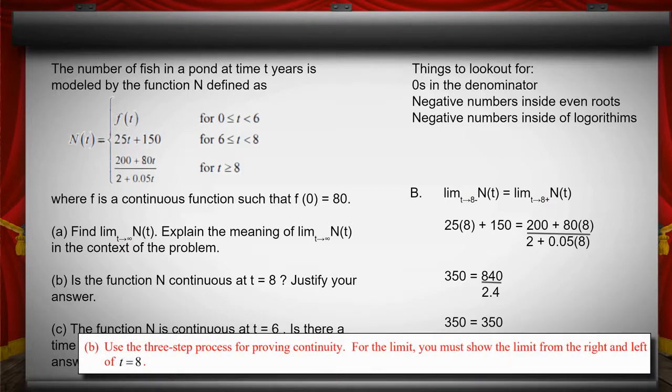And for our scoring guideline, we have to use a 3-step process for proving continuity. For the limit, you must show that the limit from the right is equal to the limit from the left. And that is exactly what we did.